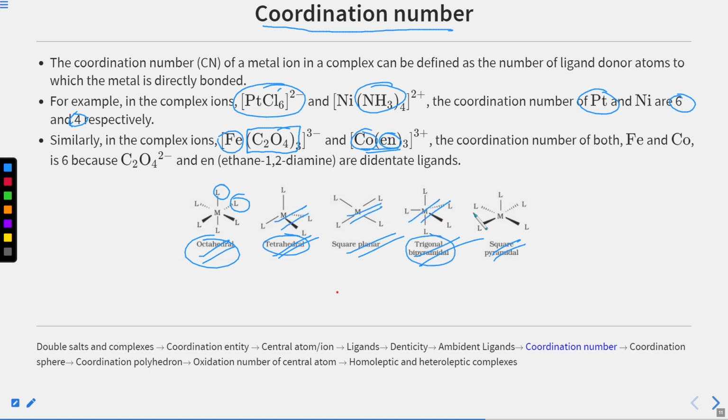For 5, we will have trigonal bipyramidal. And for square pyramidal, we will have 5 coordination number. So these both will have same coordination number. These both will have same coordination number, and this will have 6. Now in this 12 syllabus, you have to just focus on only these 3 geometries, because most of the coordination compounds will be formed from these 3 geometries, that is octahedral, tetrahedral, and sometimes square planar.